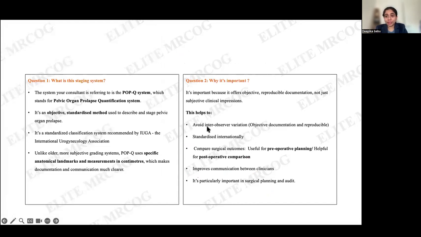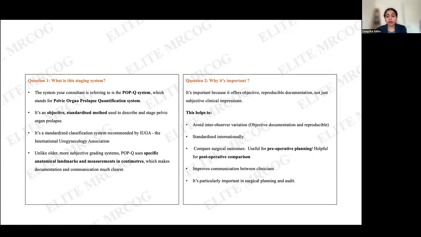Okay. So first, explain what is POPQ. So the POPQ stands for what? The POPQ is the pelvic organ prolapse quantification system. There are a few buzzwords the examiner will look for when they are marking applied clinical knowledge. One is that it's an objective, standardized method. It is not subjective. Okay, that is the first buzzword you have to tell.